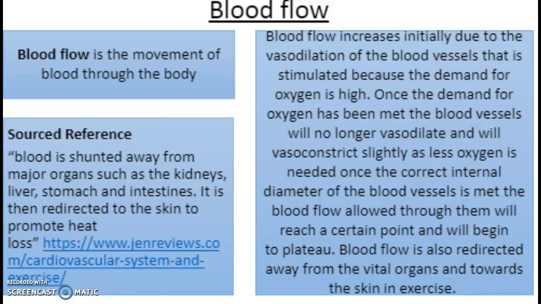Blood flow is the movement of blood through the body. Blood flow increases initially due to the vasodilation of the blood vessels that is stimulated because the demand for oxygen is so high. Once the demand for oxygen has been met, the blood vessels will no longer vasodilate and will vasoconstrict slightly, as less oxygen is needed. Once the correct internal diameter of the blood vessels is met, the blood flow allowed to flow through them will reach a certain point and will then begin to plateau. Blood flow is also redirected away from the vital organs and towards the skin in exercise.